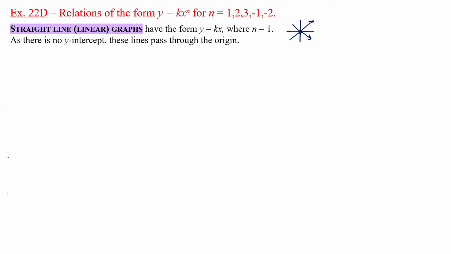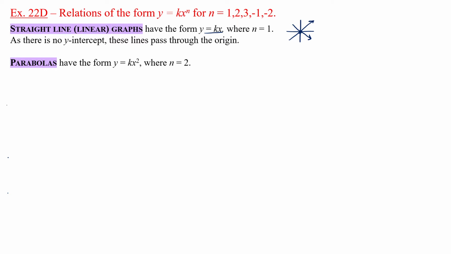New to probably your knowledge are parabolas. So this is the first time they've been introduced in the module, okay? Parabolas have the form y equals kx squared, where n equals 2. And k is just a multiplier, okay? So if we looked at a linear graph, k would be what we normally call m. It's just our gradient, okay?